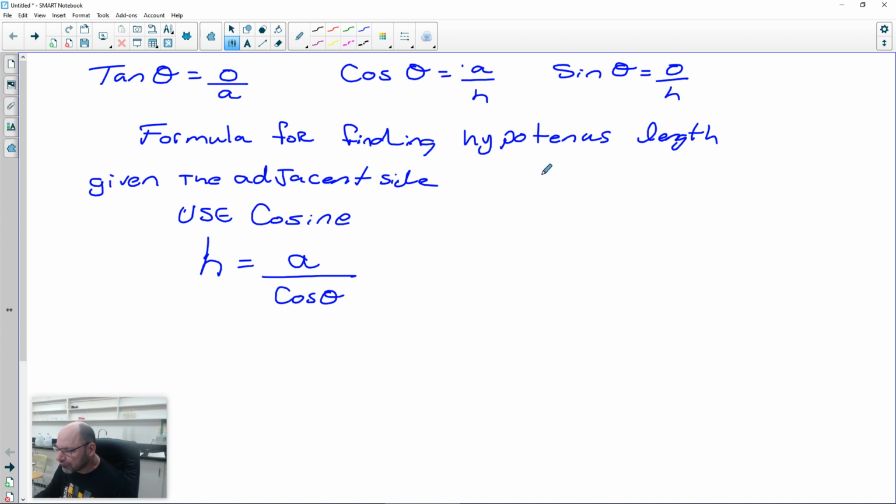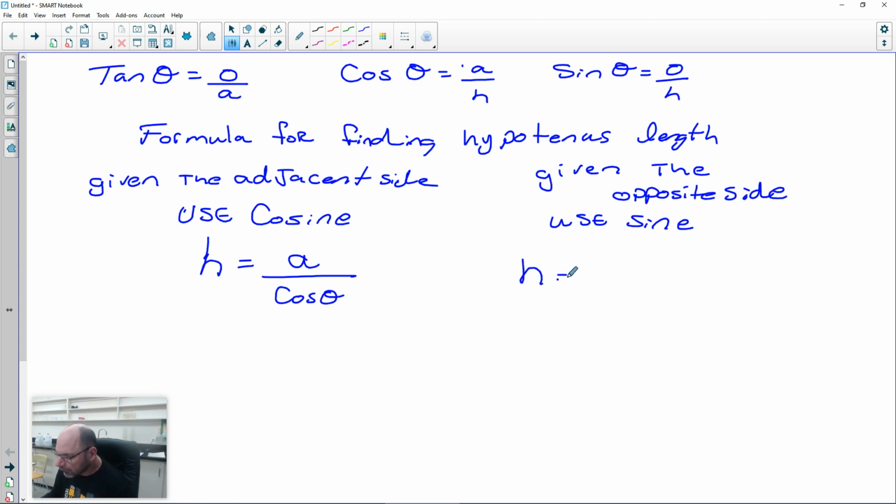Okay, if you're given the opposite side, you would use sine. So the hypotenuse would equal the opposite side divided by the sine of the angle. Okay, so let's look at a couple examples here.